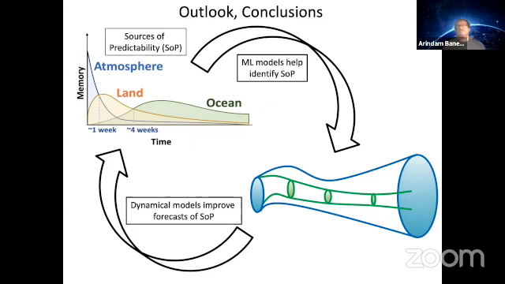I think we have initial promising results. We believe ML models will be able to push the state of the art, but we definitely need help from the dynamical models in order to improve forecasts of those sources of predictability. And in a way, we would like to hear from other people who have expertise in these things.